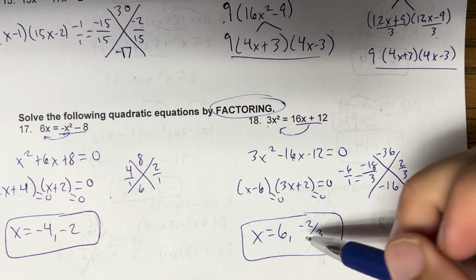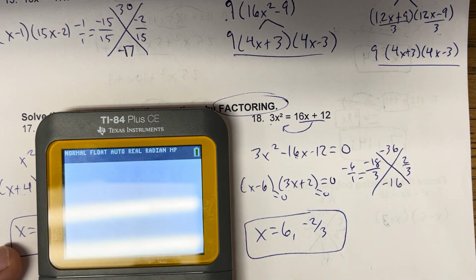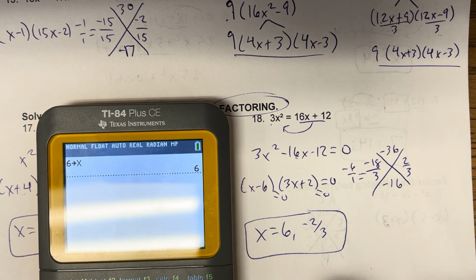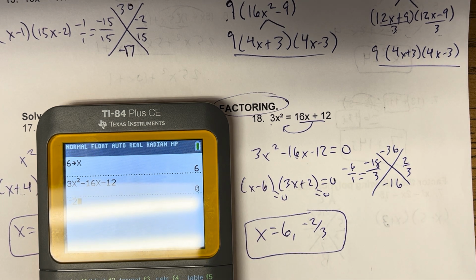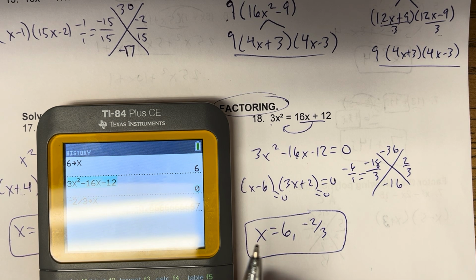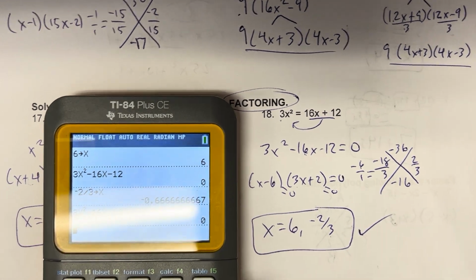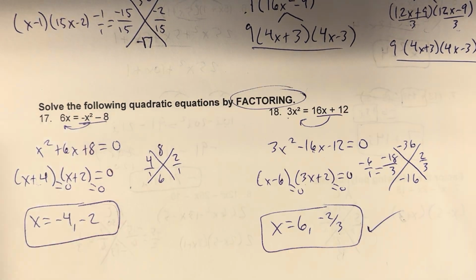And if you ever think, oh, I don't know if I did this right or not, you can always go into the calculator and check it like we've done before, where I can plug in 6 for x, so 6 store x, and then just check it. 3x squared minus 16x minus 12, it should equal 0, which it did. And now I can do the same thing for negative 2/3, store for my x, and then I can just plug in the same equation. It equals 0, and so it checks. And so you can always check your work in your calculator by just doing what we've done before.